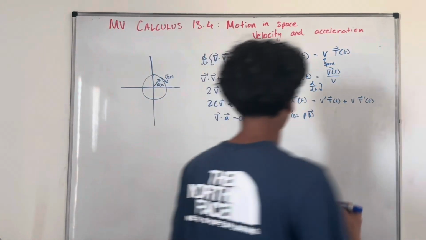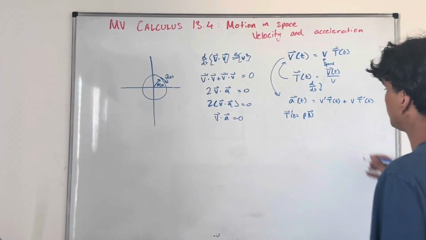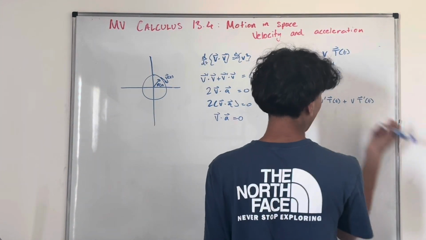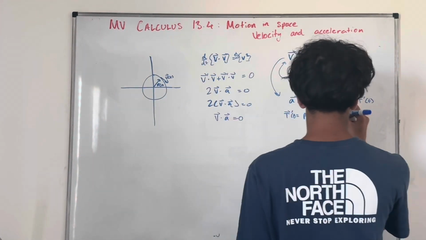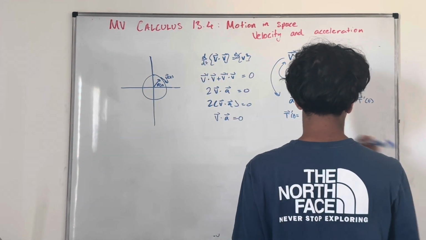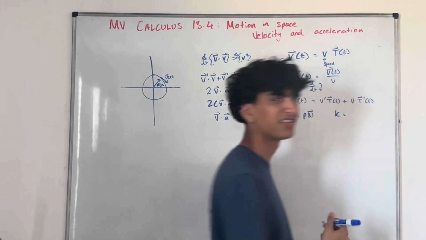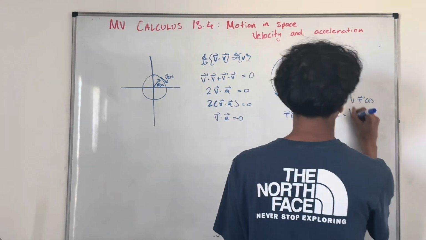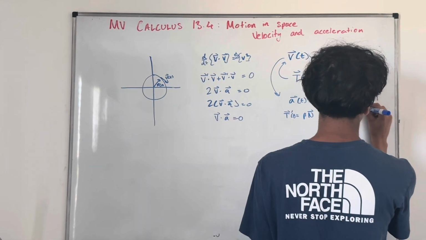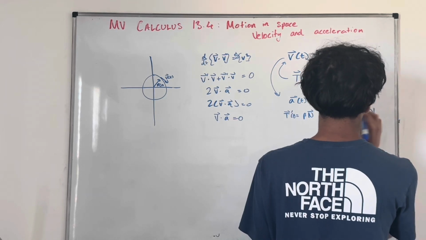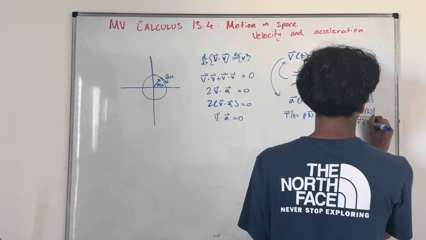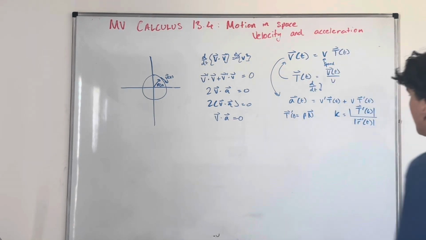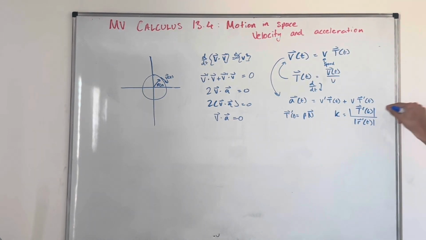Well, what is the magnitude of T prime of t? It is related to the curvature. We know the curvature, kappa, is equal to the magnitude of T prime of t over the magnitude of r prime of t. So it's a ratio: how much does the unit tangent vector change?